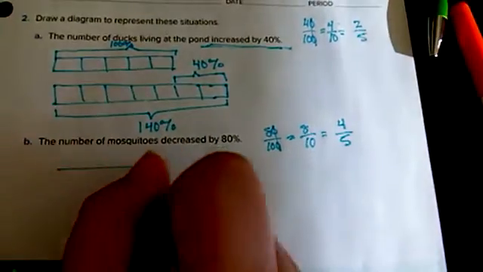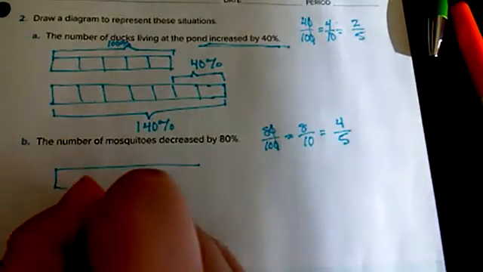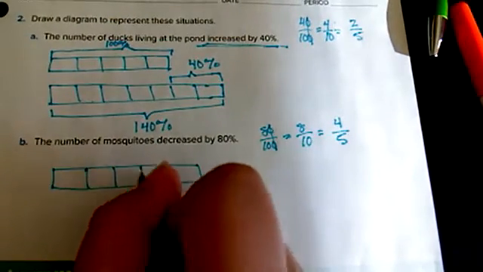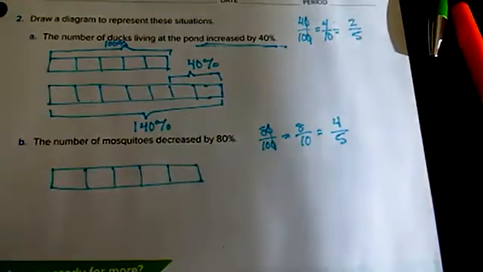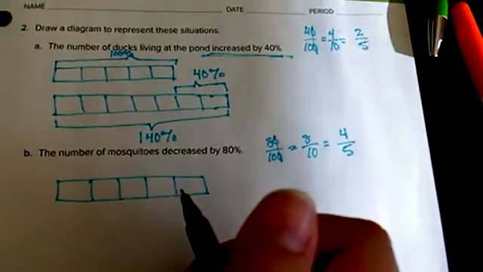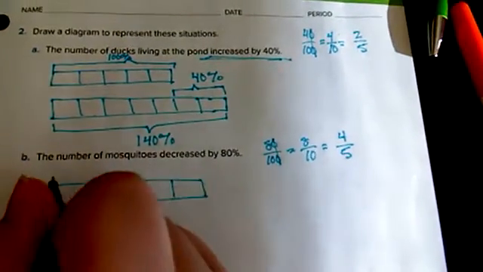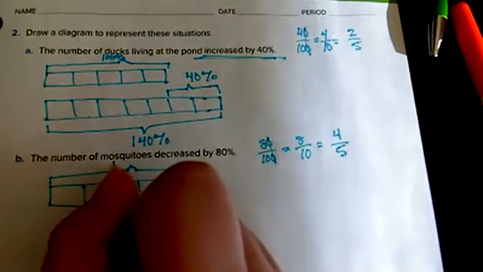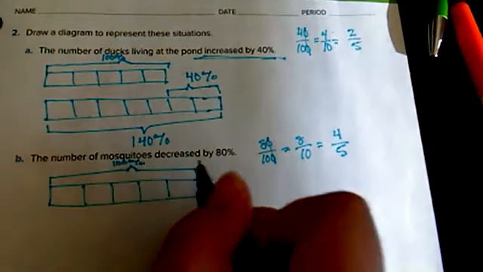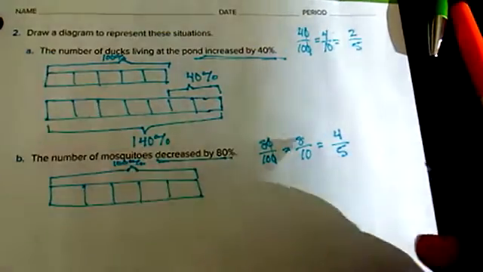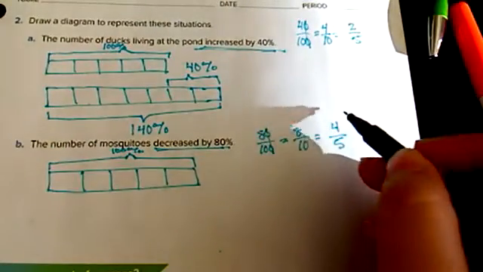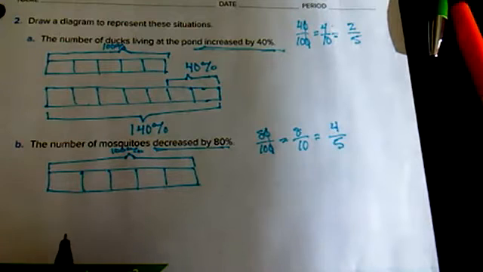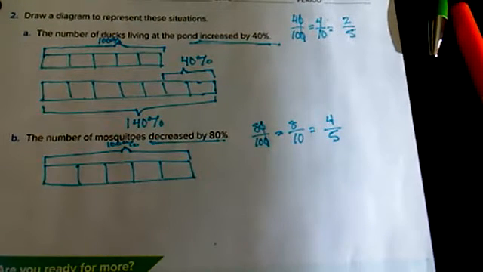Let's start with the top part of our tape diagram. Turn this into 5 pieces. 1, 2, 3, 4, 5 pieces. And this can represent our 100%. Now it said it decreased by 80%. So are we going to have 4/5, 4 out of 5 boxes, or are we going to have 1 out of 5 boxes? What do you think?